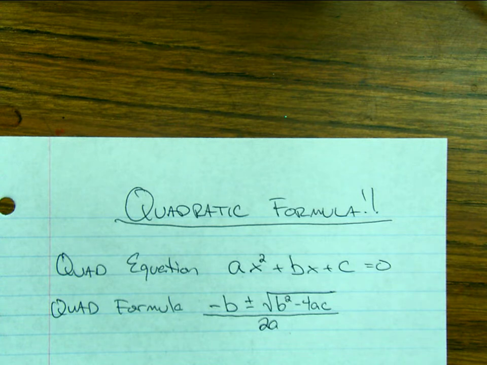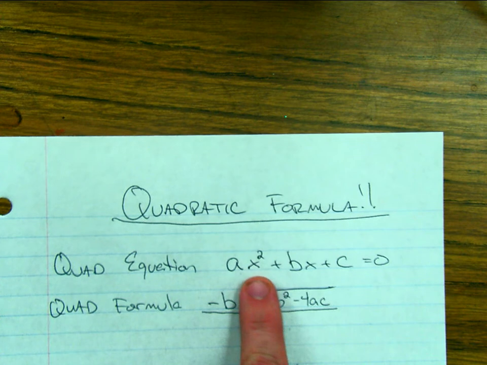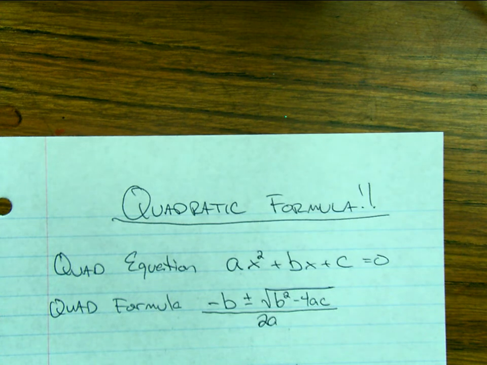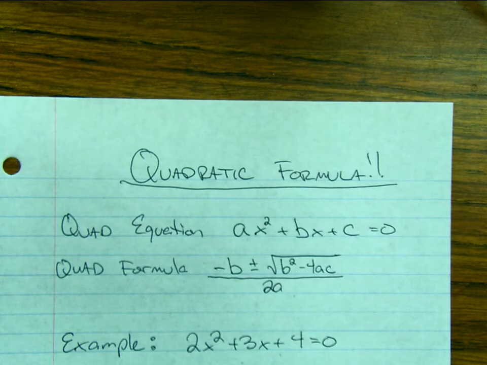But for now, all you need to know is if you have a quadratic equation, in other words, something that has an x squared term, and you get it so that it's set equal to 0, you can solve for your zeros, the two values of x that get 0, by simply using this formula. But what are a, b, and c? They're the coefficients of x squared, x, and then the constant, respectively. Okay, so let's take an example problem.